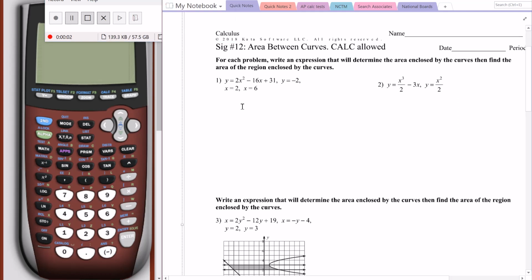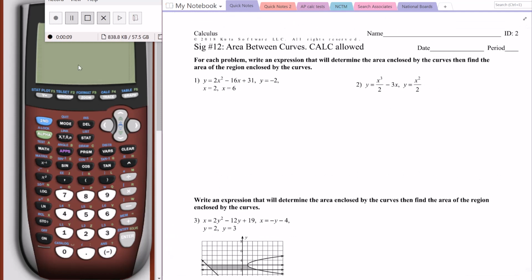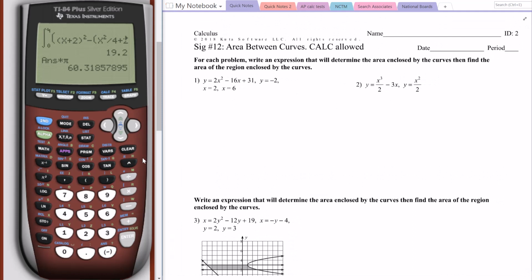Hi everybody. We're doing SIG number 12, which is area between curves. You are allowed a calculator on this, so please, when you're doing this, get your calculator out and put it close to you.